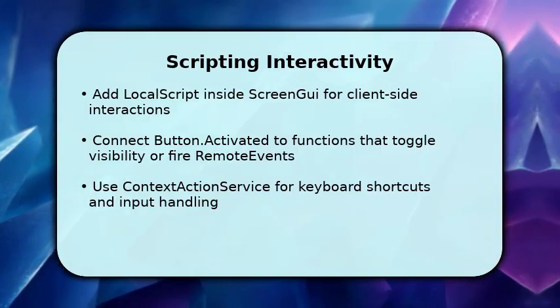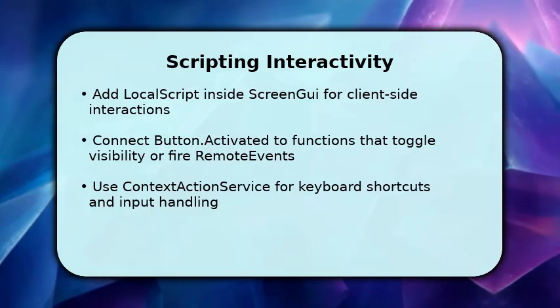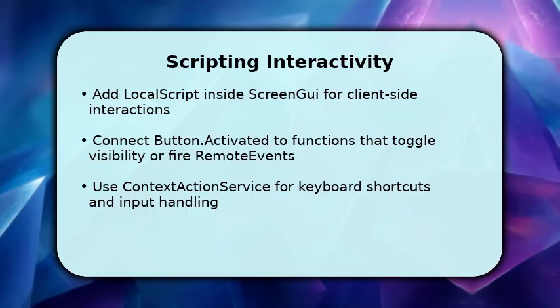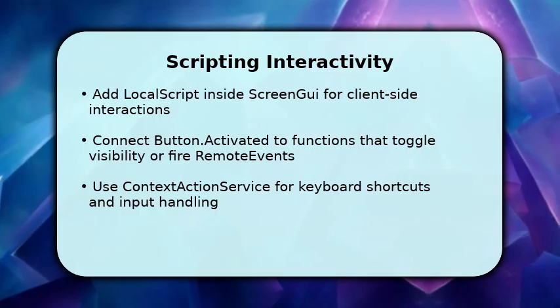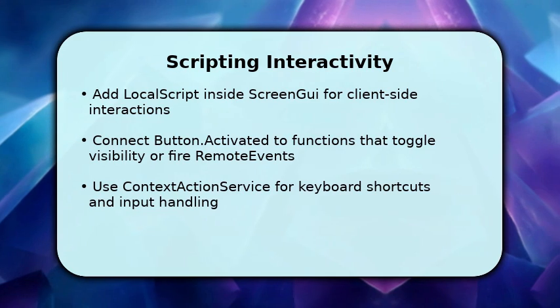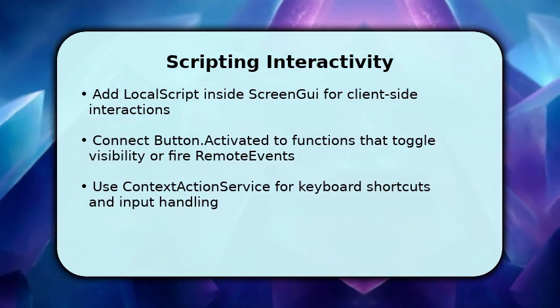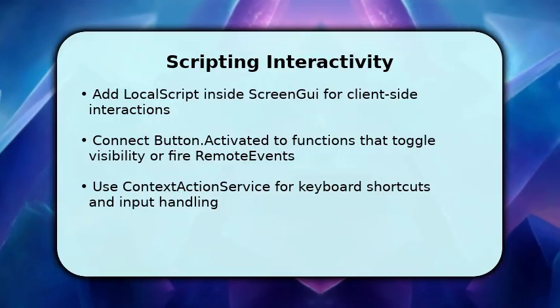Connect each button. Activate it to functions that show or hide frames, play sounds, or fire remote events to the server for secure actions. Use Context Action Service for keyboard shortcuts like opening the menu with Escape, which keeps input consistent across platforms. Make sure to debounce button presses to prevent double activation and race conditions.